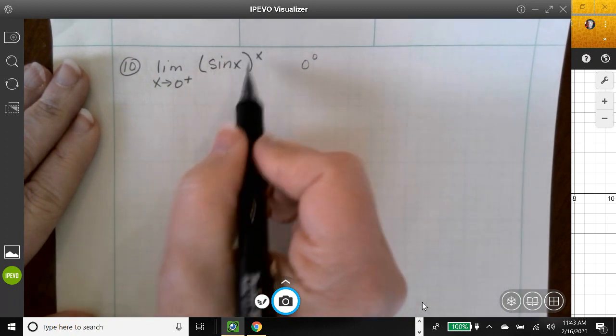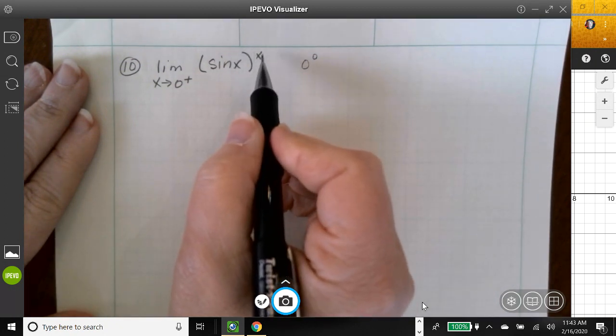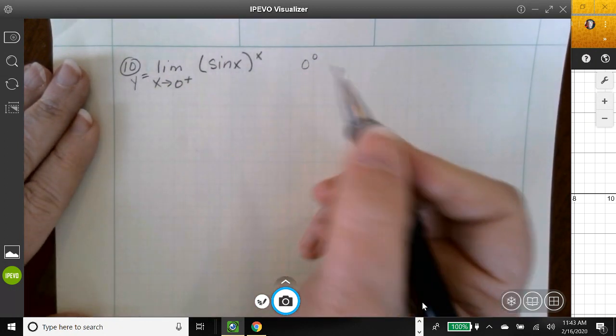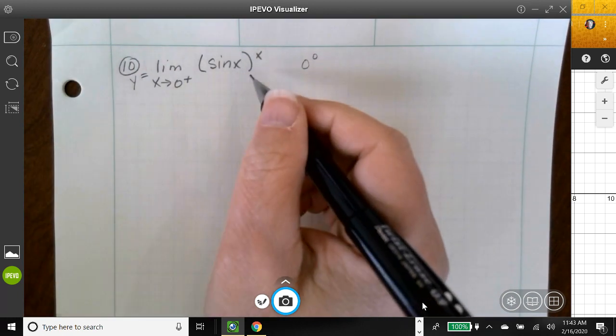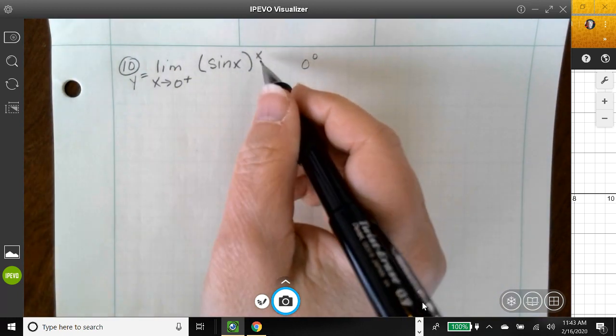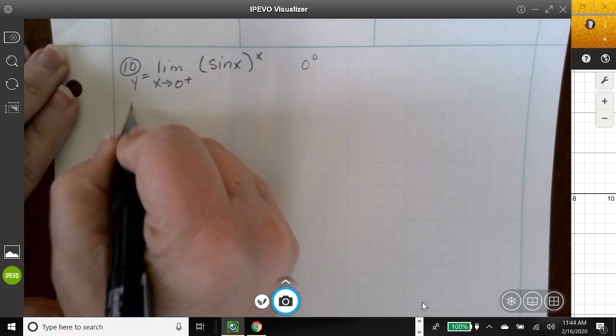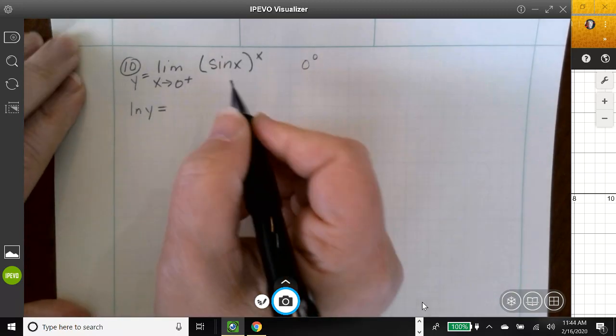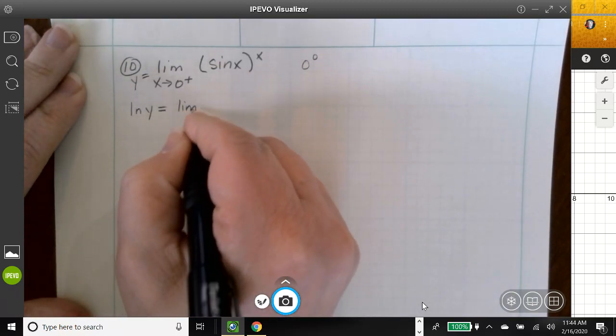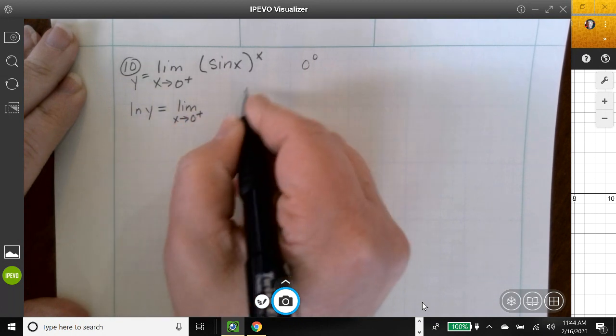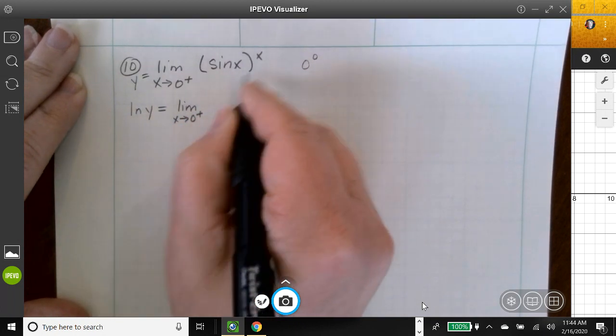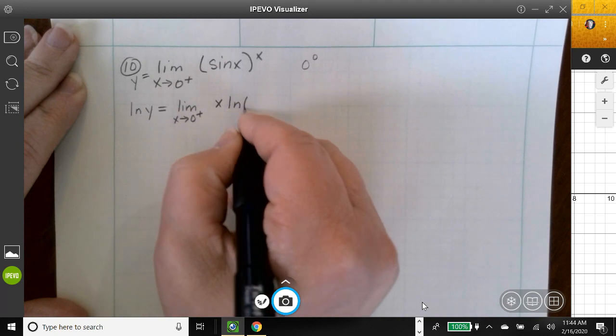But then again, I have this function here raised to a function, so I have to make this equal to y. And then in order to get that exponent down in the front, I have to take the natural log of both sides. So I get natural log of y equals the limit as x approaches 0 from the plus side of, and I'm going to take the liberty of bringing the exponent down, x natural log of sine x.